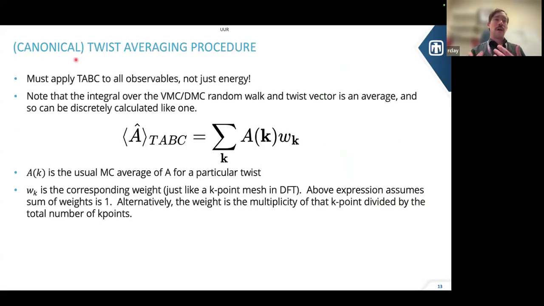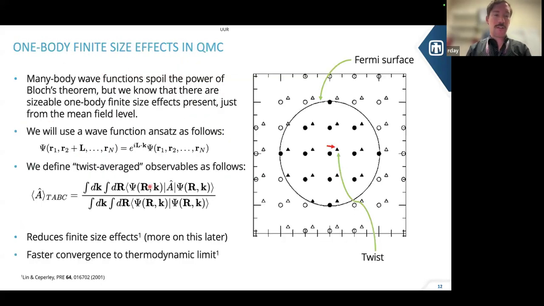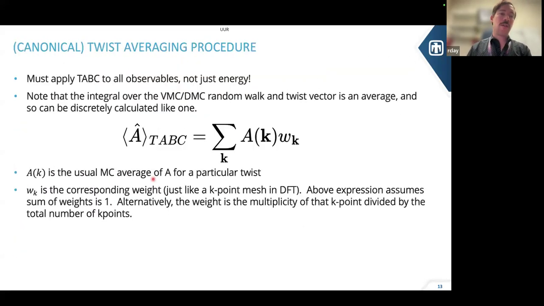And so this idea is called canonical twist averaging. Canonical because we're preserving the number of particles throughout the procedure. I'll go into this more later, but basically any observable that you calculate in the QMC calculation, we are going to twist average. And so this is an integral, in very standard form. We can compute integrals discretely: if these are the grid points, I can just average this over the various grid points.